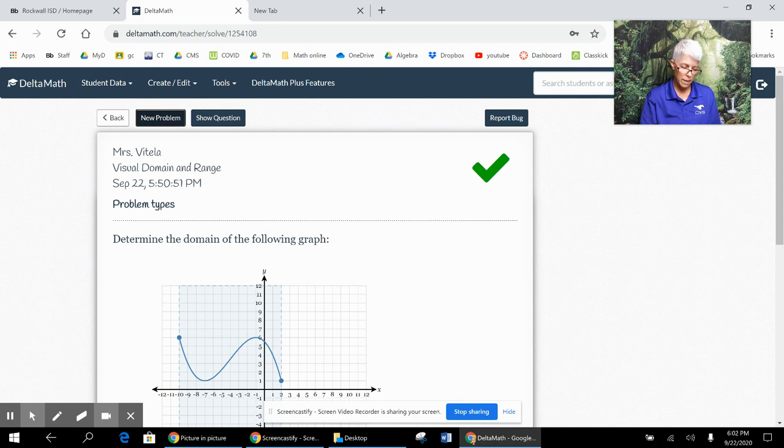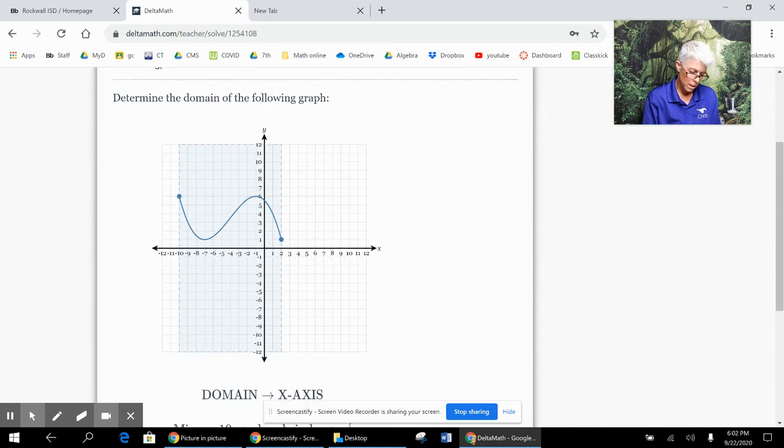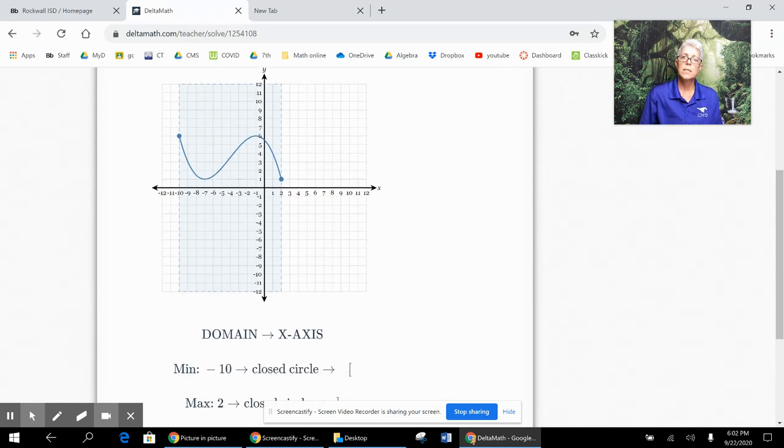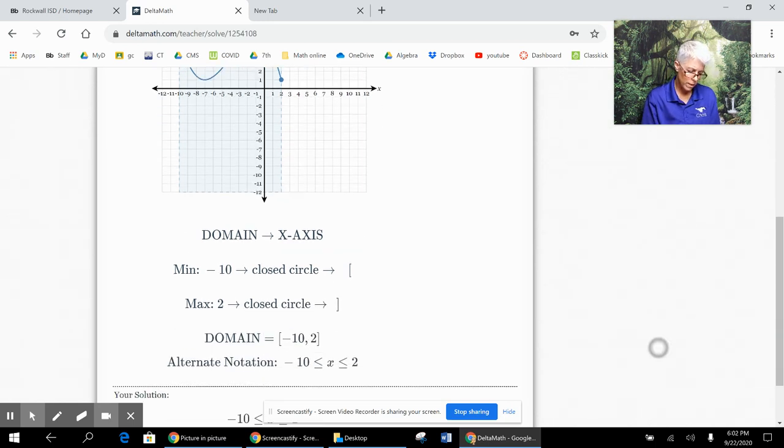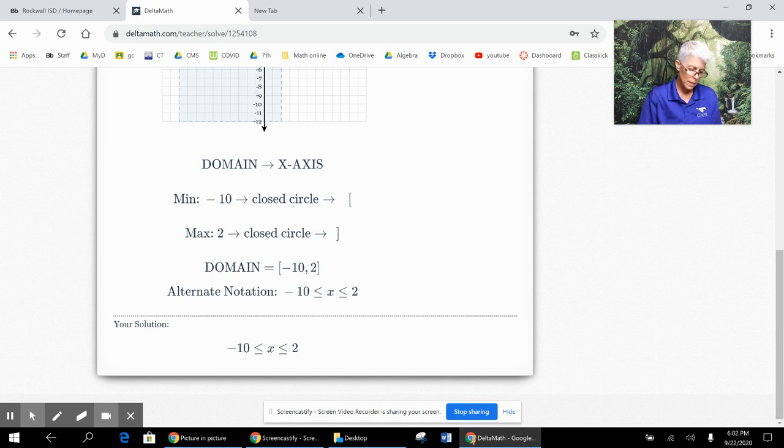I'm so excited. But again, I want you to notice, and look, I love the way it shades it in, and if you screw it up, it'll tell you why you screwed it up. But remember, I'm talking about domain, and this is a very beautiful picture showing you what domain is. I love all of this.